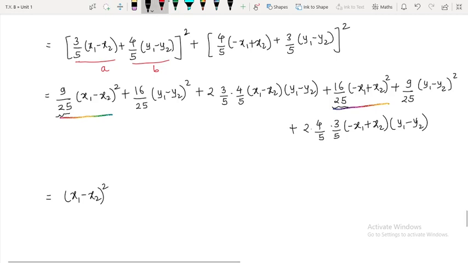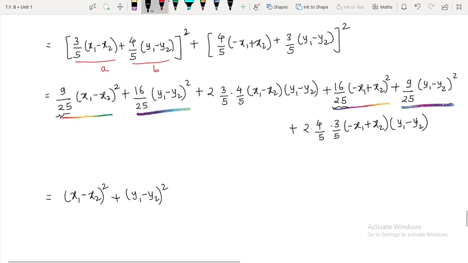Okay. Now coming to this term. So it is 16 upon 25 (y1 minus y2) whole square. Over here you are having 9 upon 25 (y1 minus y2) whole square. So again if you add them, you are going to get (y1 minus y2) whole square, so plus (y1 minus y2) whole square.